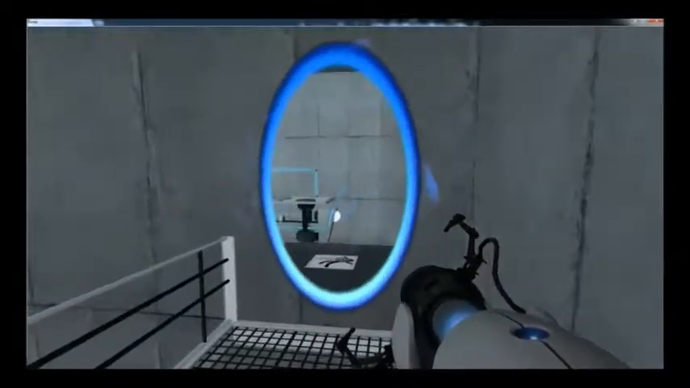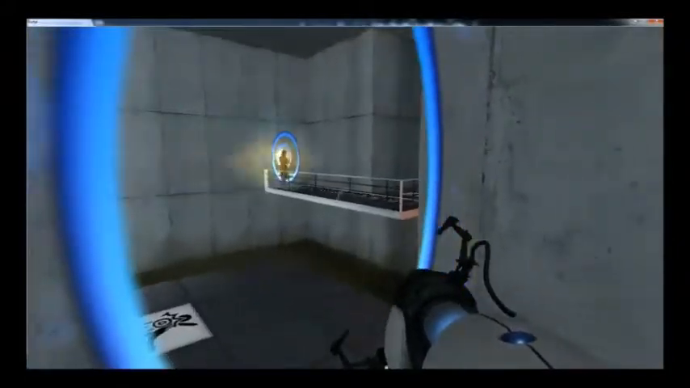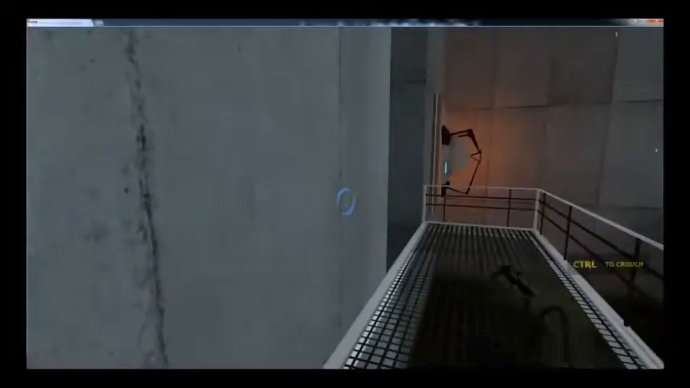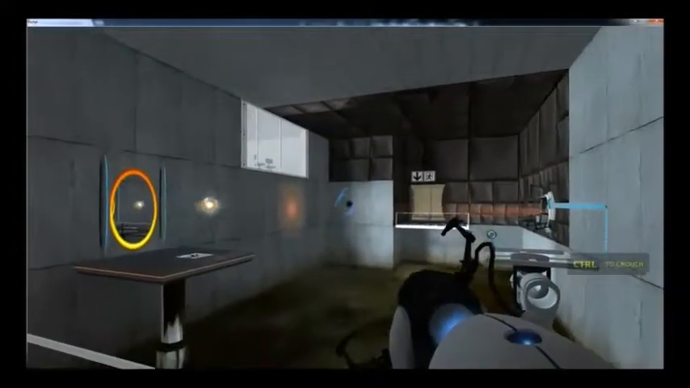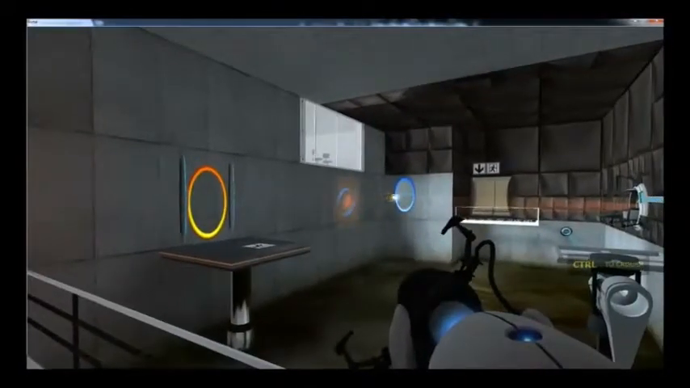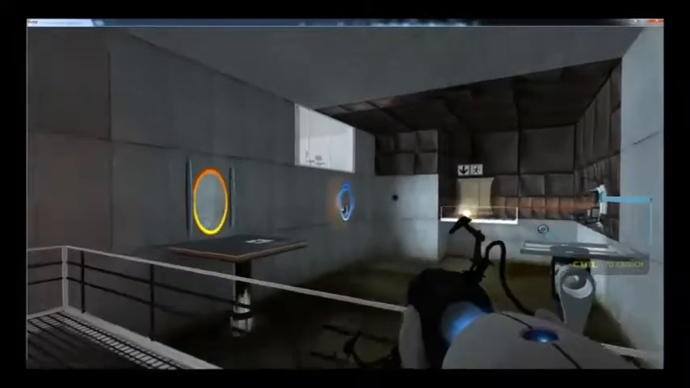Okay, and we're back. More portal action. You gotta think with portals. Do not go through there. That's not thinking with portals. Like, that is the opposite of thinking with portals. Now this is thinking with portals.